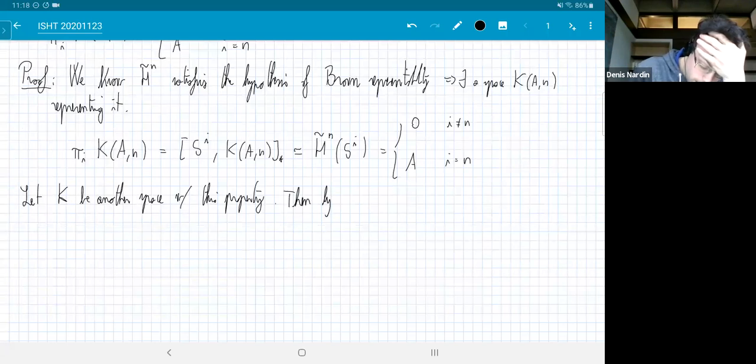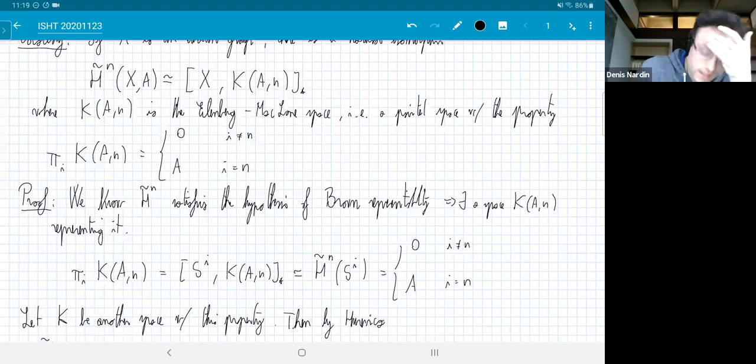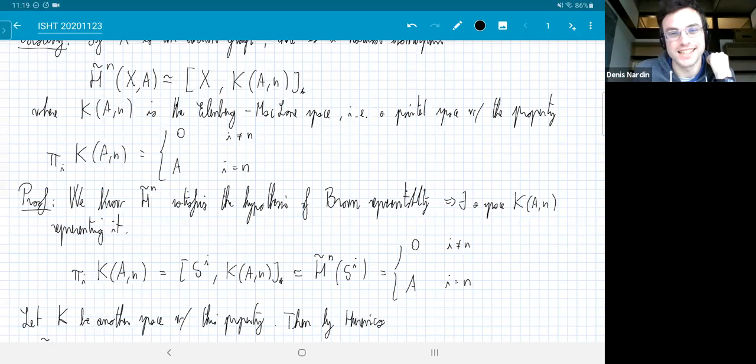Then by Hurwitz, H tilde. No one interrupted me. Come on, people. Didn't you realize that there was a missing A on the left-hand side, that A was only on the right-hand side of this thing? Okay, sorry, I'm going perhaps a bit fast if you don't notice these missing things. Because, of course, the right-hand side depends on A and the left-hand side didn't, the way I wrote it, which, well, would have been interesting at the very least.